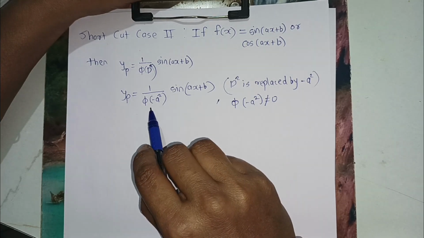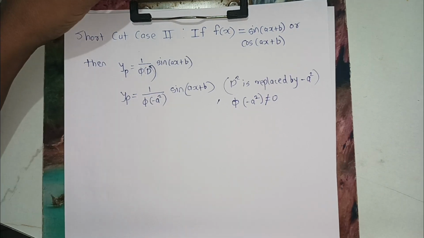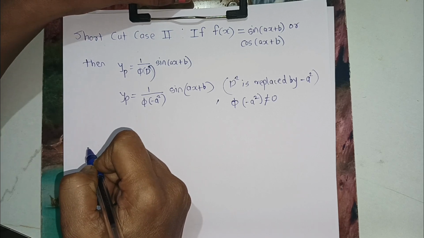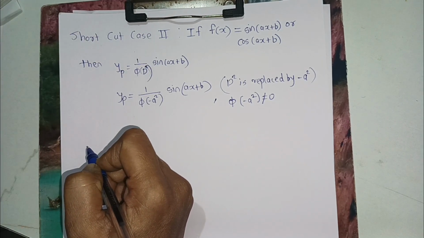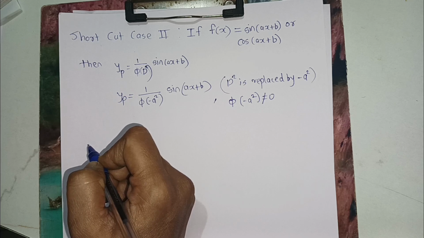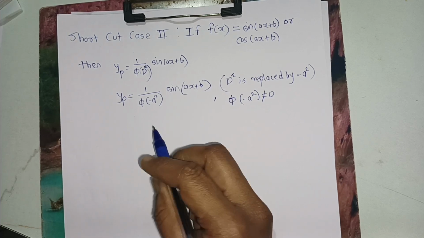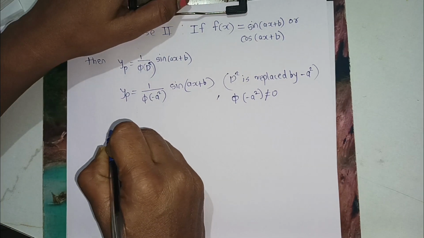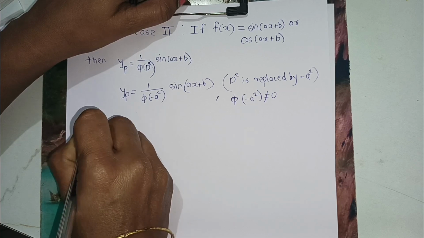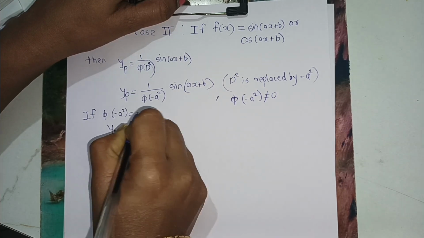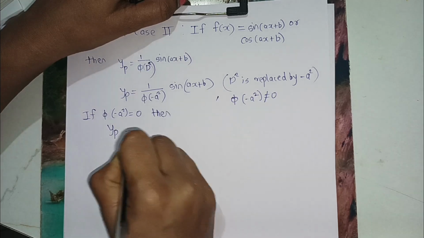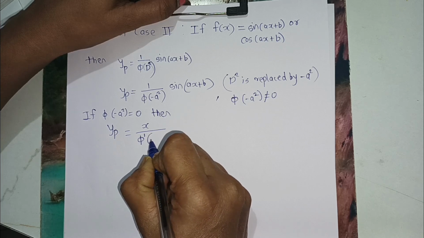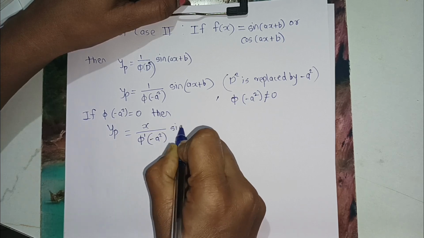So if this is 0, then what do we have to do? If this is 0, then we do the same thing we did in the exponential case. We take x in the numerator and differentiate phi of D square with respect to D. So if phi of minus a square is equal to 0, then yp is equal to x upon phi dash of minus a square, sin(ax+b).